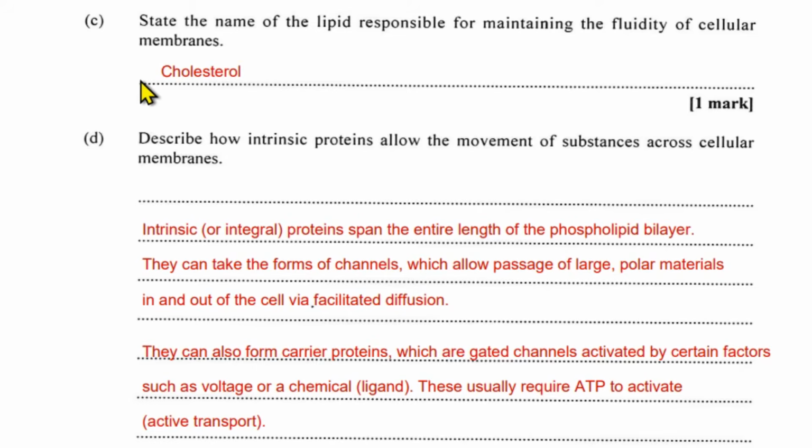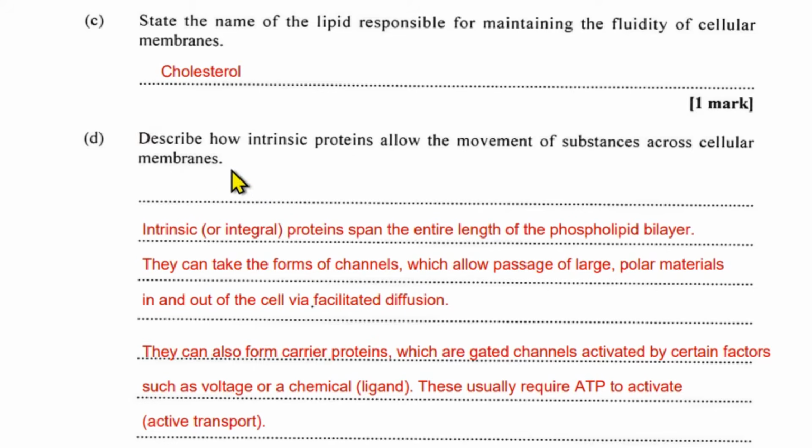Where we have a problem there, we wouldn't have much simple diffusion occurring where oxygen molecules, for example, could pass through the bilayer. So what cholesterol would do is ensure that there's enough spacing between those phospholipids.